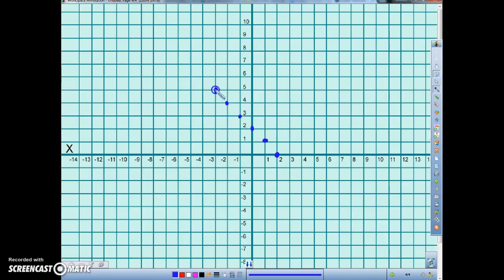-3, 5, still didn't turn. But at 3 we have 1. So if you look here, we have found our turning point. It kind of looks like a check mark, but it's not. If we would keep going with our points, they would be the same on both sides. So we found our absolute value graph.